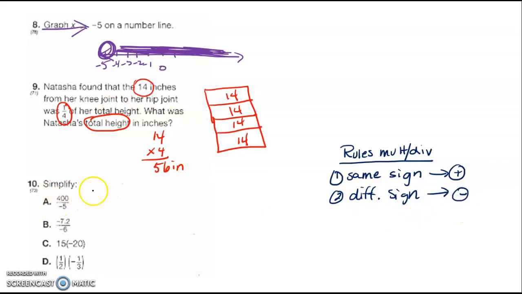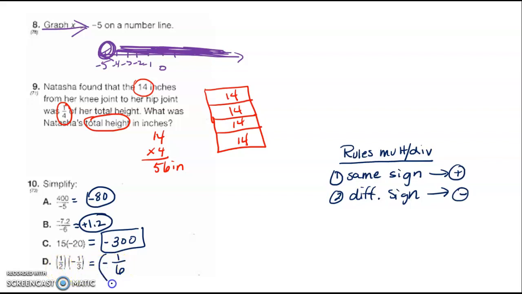So for example, here we have 400 divided by negative 5. 400 divided by 5 is 80. And since this is a positive and a negative, it's negative 80. 7.2 divided by 6 is 1.2, and that's going to be a positive. 15 times 20. Since they're opposite signs, this is going to be a negative 300. And the last one, 1/2 times negative 1/3. So 1 times 1 is 1. 2 times 3 is 6. And since it's a positive and negative, that's going to be negative.